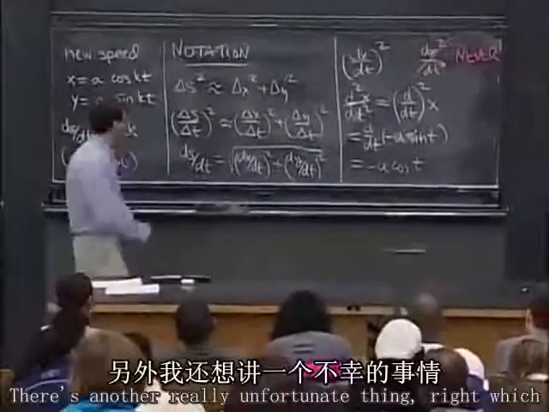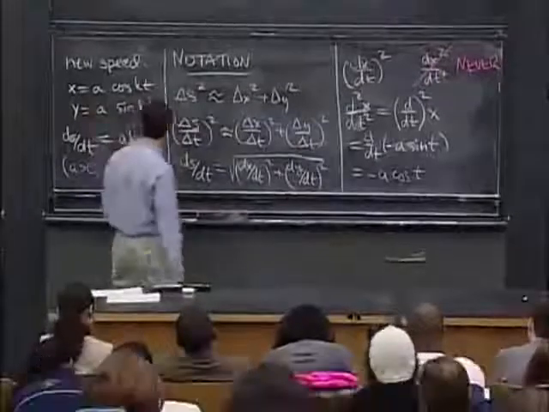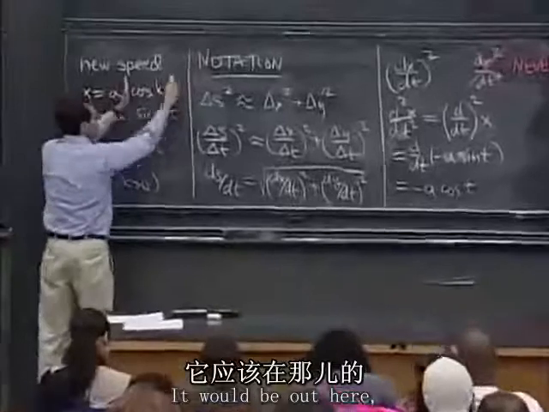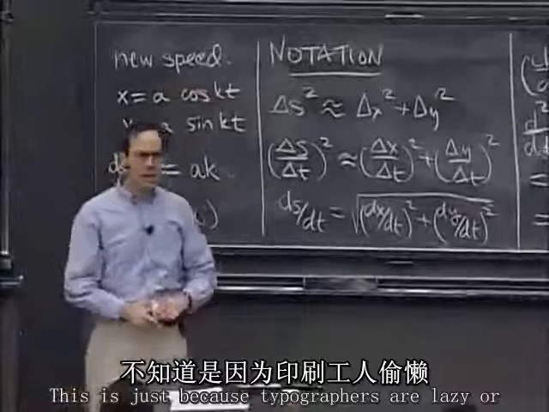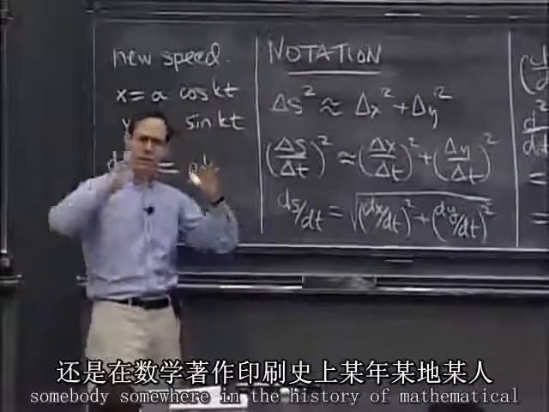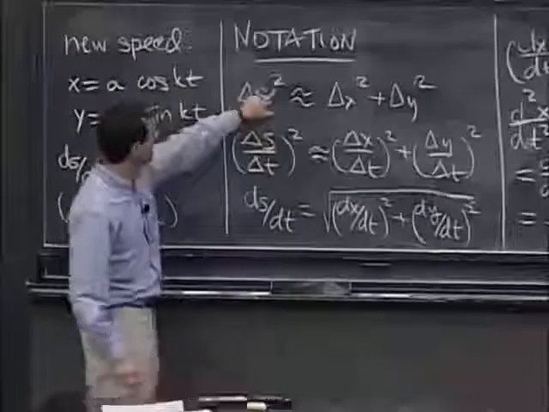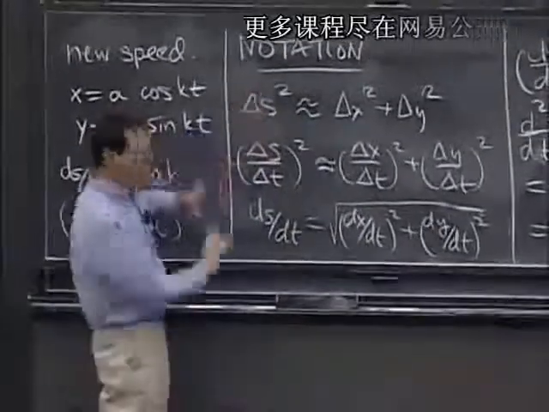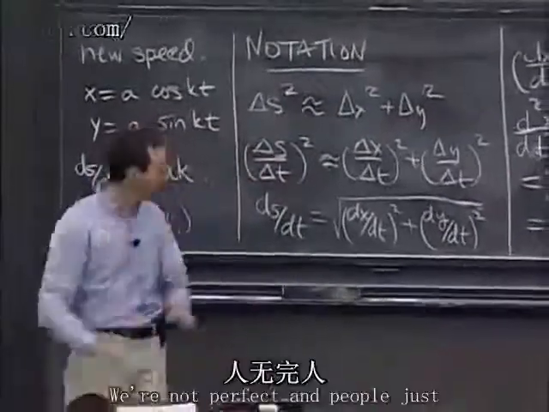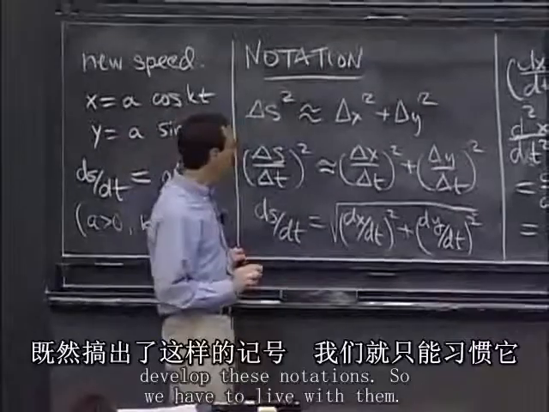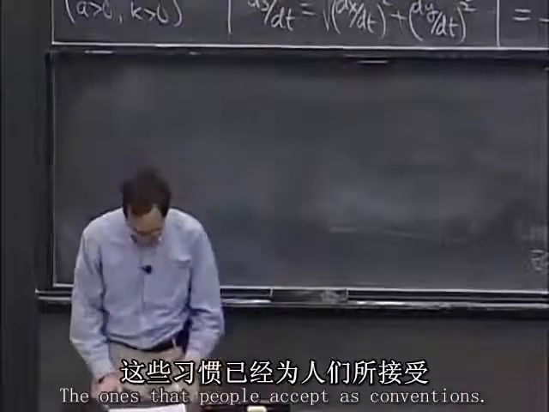There's another really unfortunate thing, which is that the 2 creeps in funny places with signs. You have sine squared, which would be out here, but it comes up here for some strange reason. This is just because typographers are lazy, or somebody somewhere in the history of mathematical typography decided to let the 2 migrate. It would be like putting the 2 over here. There's inconsistency in mathematics. We're not perfect, and people just develop these notations. So we have to live with them, the ones that people accept as conventions.